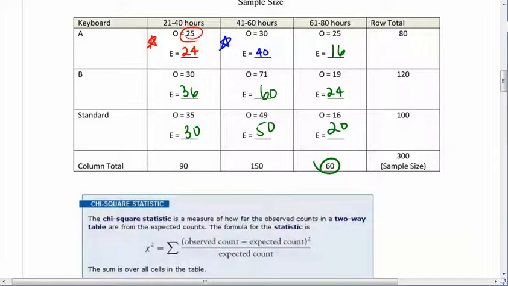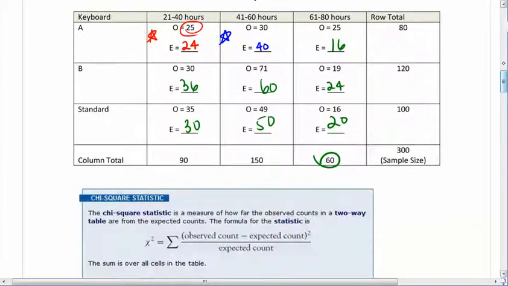Please check your answers for the expected counts that you were calculating. The purpose of all this, having an observed count and an expected count within the same cell, is that we're going to calculate our chi-square statistic, which is this measure of how far away the observed counts are from the expected counts, and we've done this before.